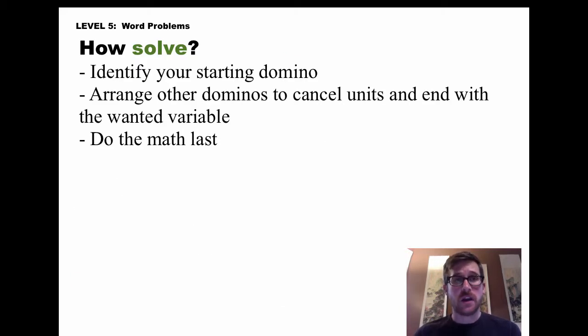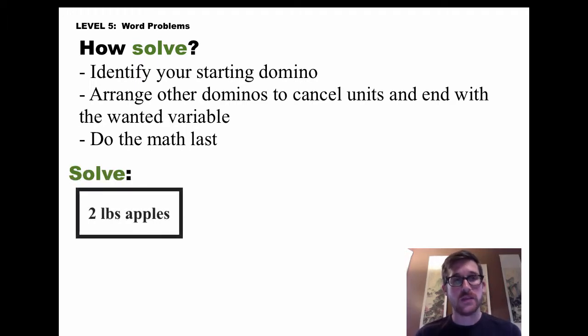So identify your starting domino, and that's going to be the piece of information that you're given in the beginning. What are we starting with? And then we arrange the dominoes to cancel units. Make sure you pay attention to the units here, because that's what's going to guide you on how you either flip a domino or cancel units. Finally, don't worry about the math until the very end. Set up your dominoes first.